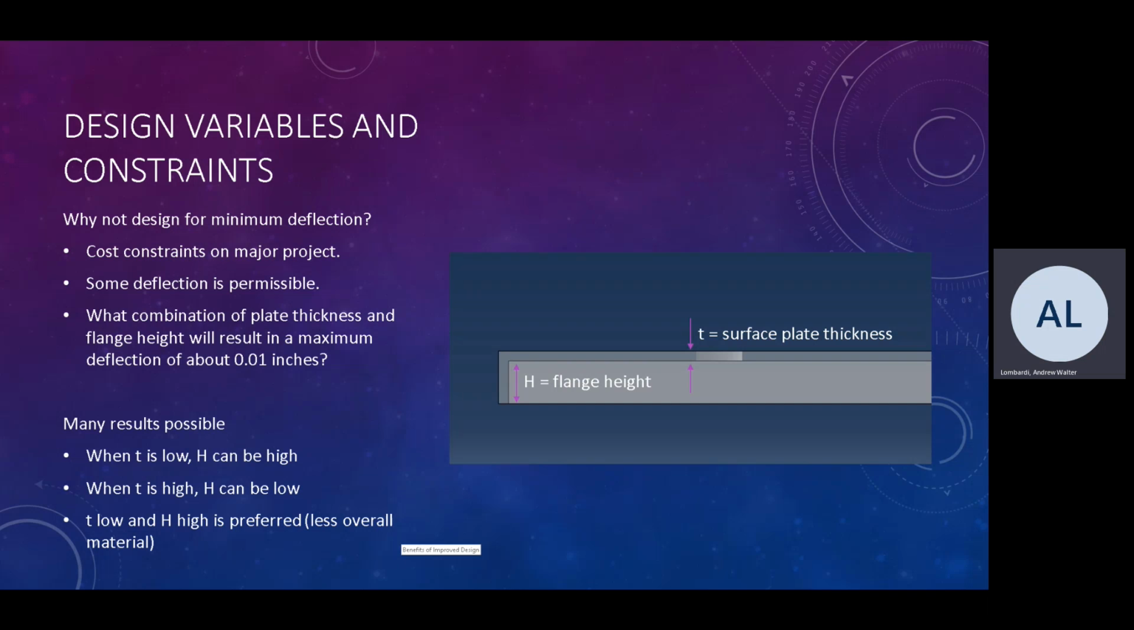However, this analysis could yield many results. When the thickness of the platform is low and the flange height is high, that could yield our design criteria. Alternatively, when the thickness of the platform is high and the flange height is low, that also could result in our design criteria. However, we prefer if the thickness of the plate is low and the height of the flange is high, since this would result in overall less material.